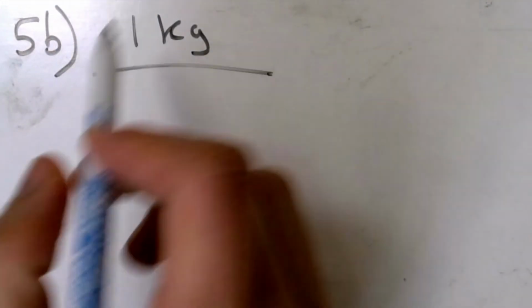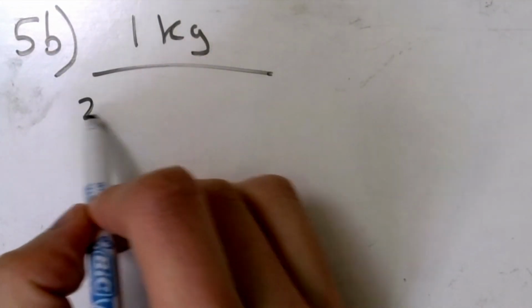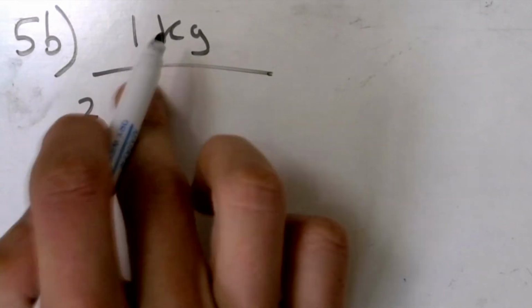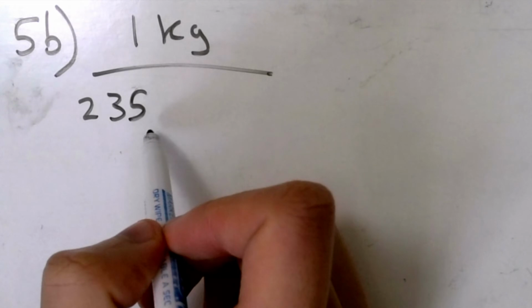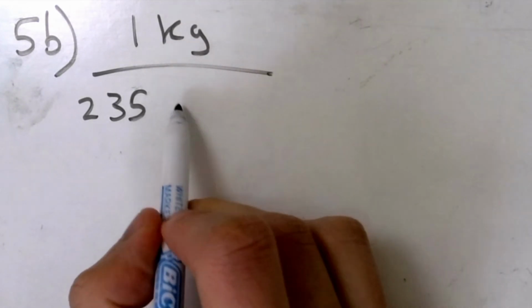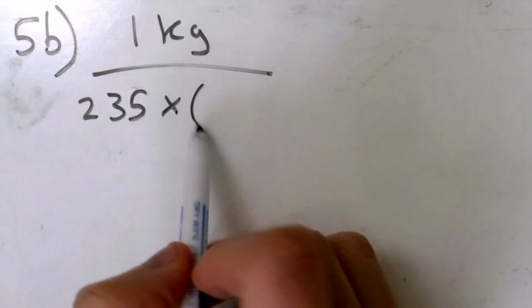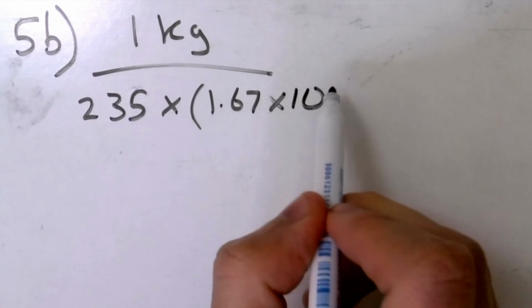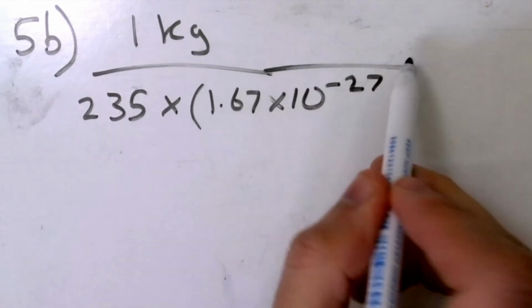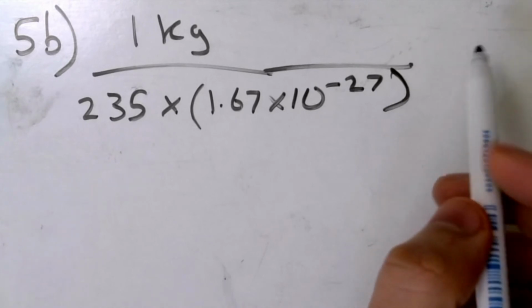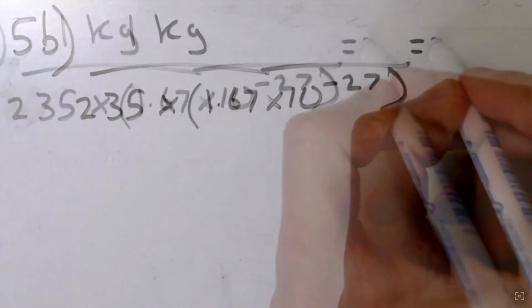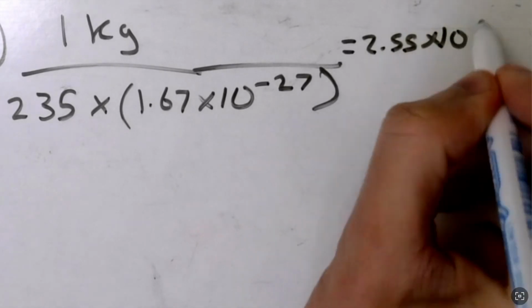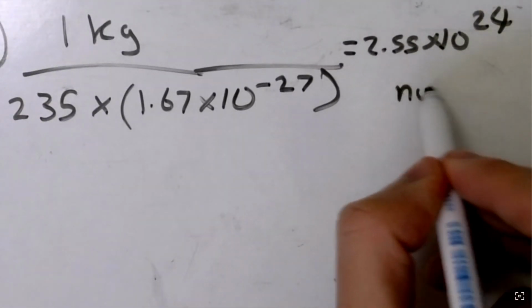So again, we've got 1 kg of uranium-235. So I'm going to do 1 kilogram divided by my 235. So there are 235 nucleons in the uranium, and then I need to times the mass, as we've seen in the data sheet, 1.6 times 10 to the minus 27 kilograms, and that should then give me 2.55 times 10 to the 24 nucleons.